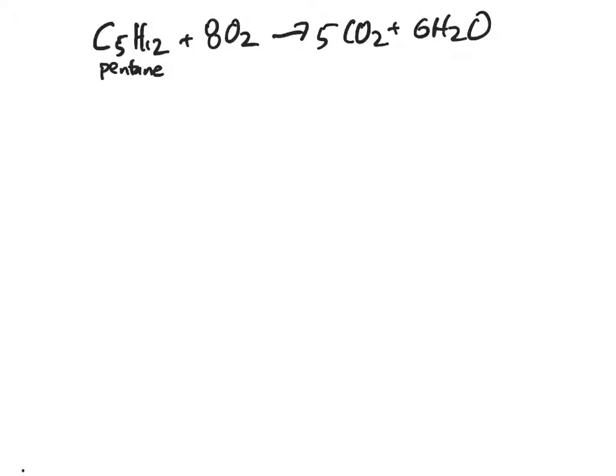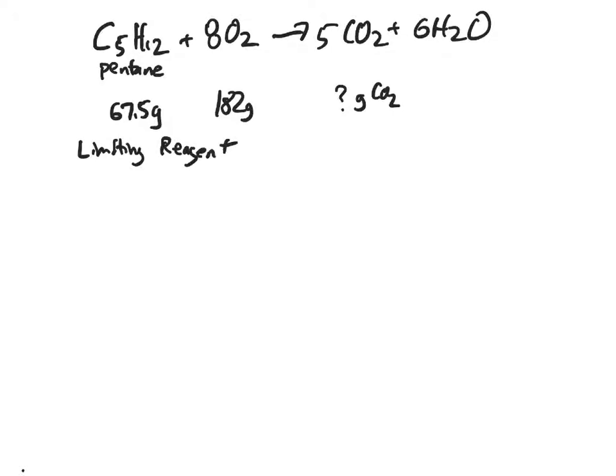So let's say we have 67.5 grams of pentane and we have 182 grams of molecular oxygen. And let's calculate the grams of CO2 that are produced. This is a limiting reagent problem, and we're given the masses of two reactants, and we don't know if we have the exact amount of each to stoichiometrically react, to exactly react with each other.